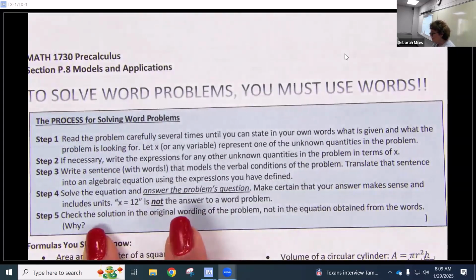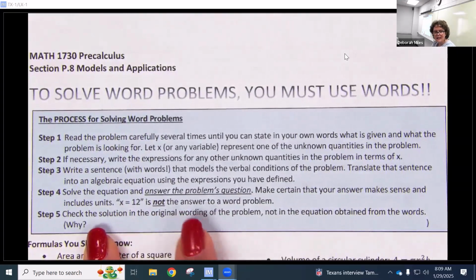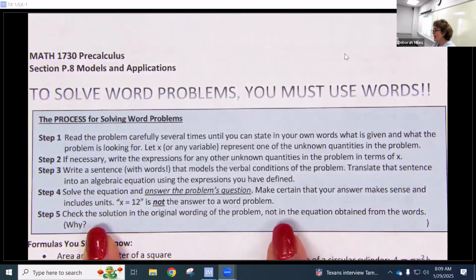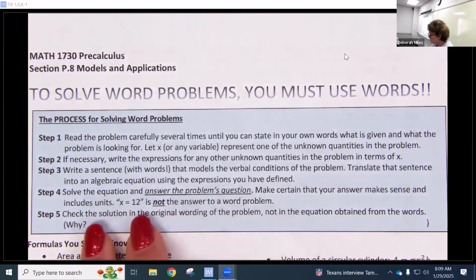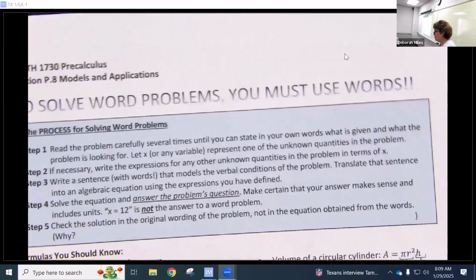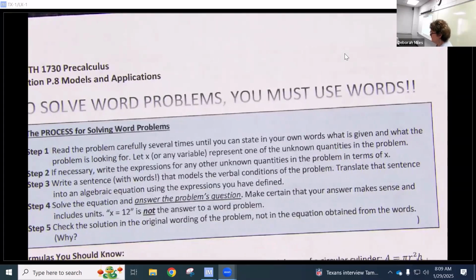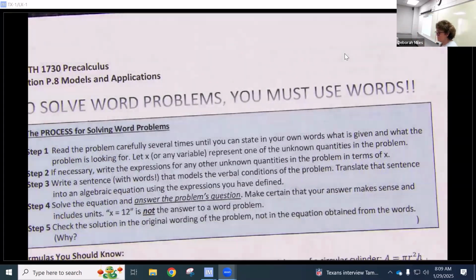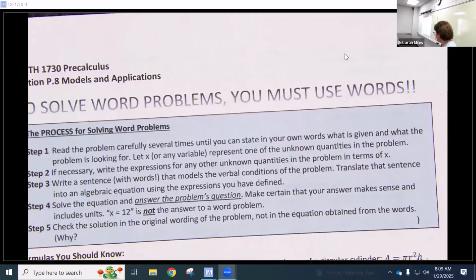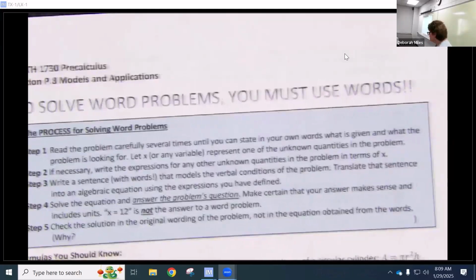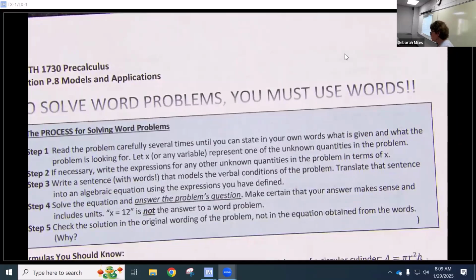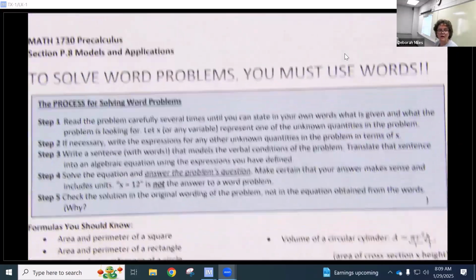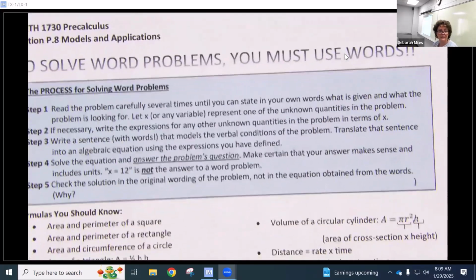Check the solution in the original wording of the problem, not the equation that you got from the words. You don't just need to make sure you have found a solution to the equation. That might not be the solution to the actual problem. Why? You might have messed up before you got that. Yay, your answer checks in your equation, but if you have your equation set up wrong, then it's not the answer to the question. So check in the original wording, because you may have made a mistake in setting up the equation.